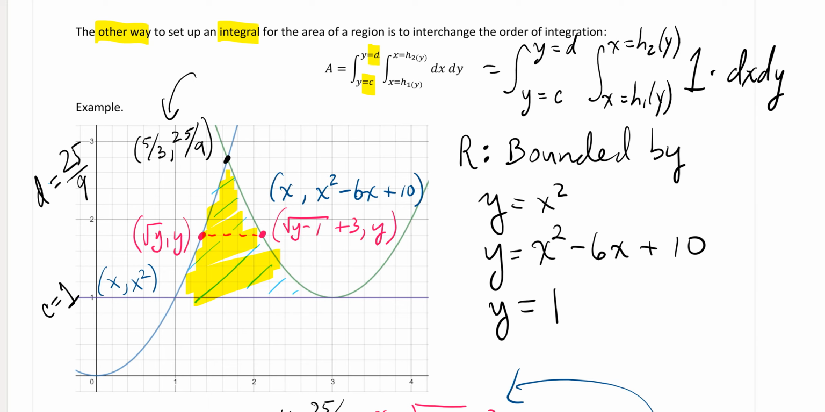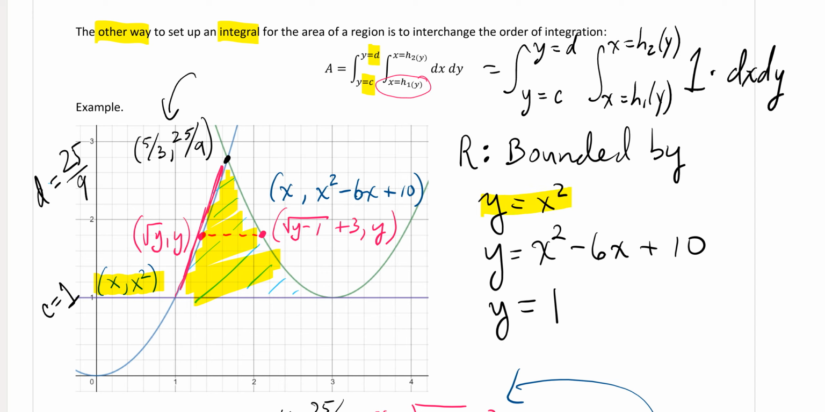Now, what h1 of y represents is the left-hand boundary of the region. So in this problem, that's this parabola here. But we need to express it as x equals h1 of y. So that's a little switcheroo from the usual y equals a function of x. And that's what this here is all about. The point on that parabola, expressed as x comma f of x, is x comma x squared.